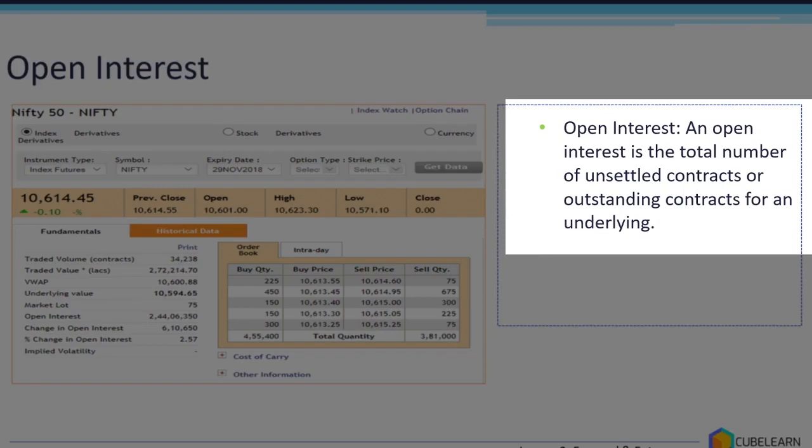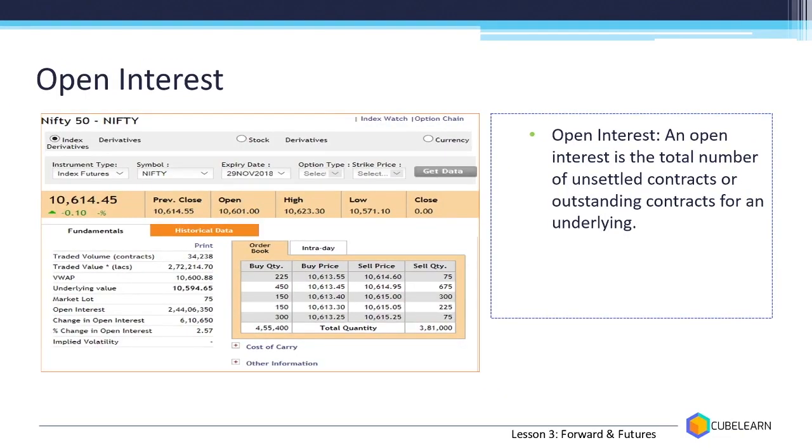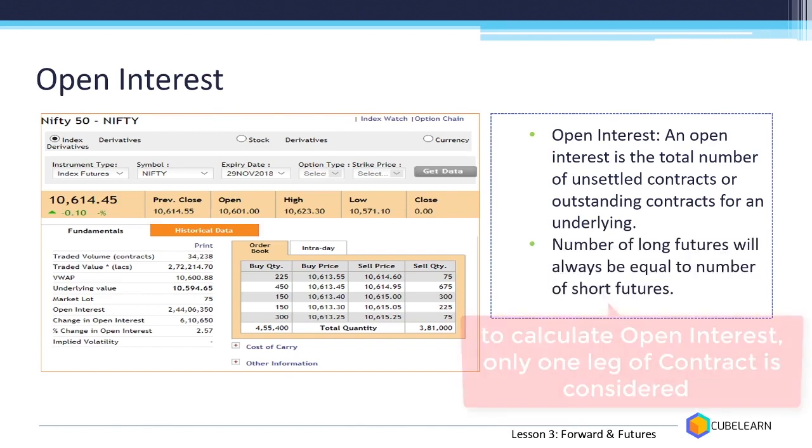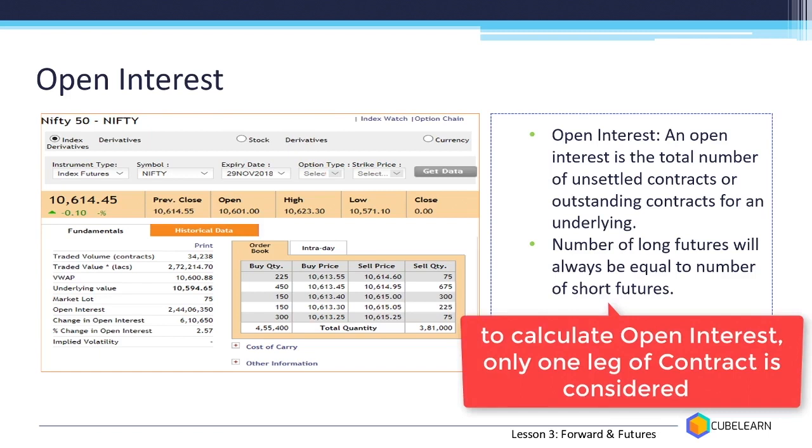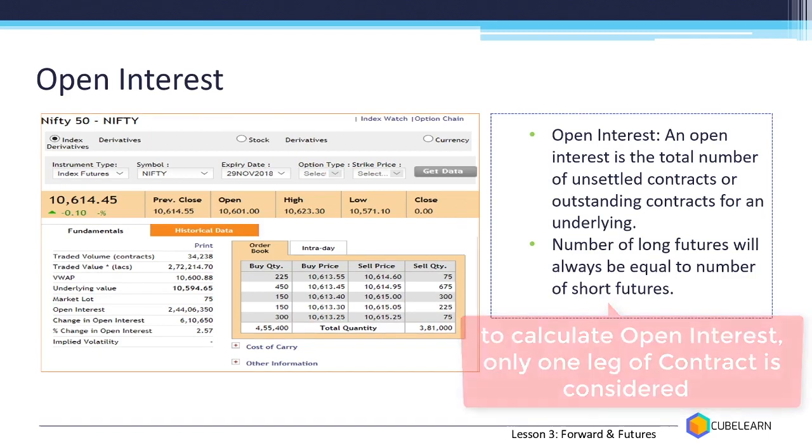Open interest represents the total number of outstanding or unsettled contracts related to the underlying at a specific date. For each buyer of a futures contract, there must be a seller. From the time the buyer or seller opens the contract until the counterparty closes it, that contract is considered open. For calculation of open interest, only one side or one leg of the contract is considered.